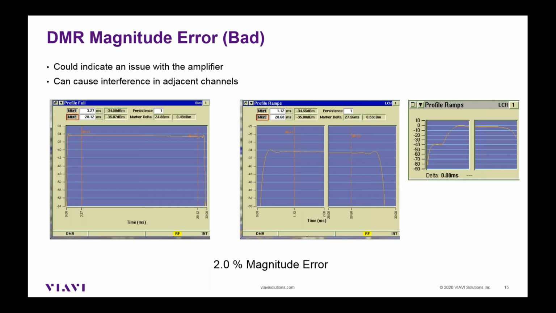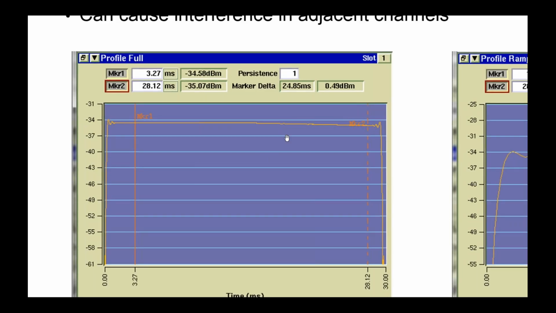So we saw the good signal. Here's some examples of a bad signal. The full power profile is showing us 2% magnitude error. Actually, the value you get from the meter, there's a meter that's going to reflect this. The graphics just show us the issue so we can see it graphically. But there's always a numeric meter that gives us what the actual value is. And we'll maybe possibly zoom in on this a little further. You can see a slight droop on this signal from beginning to end.